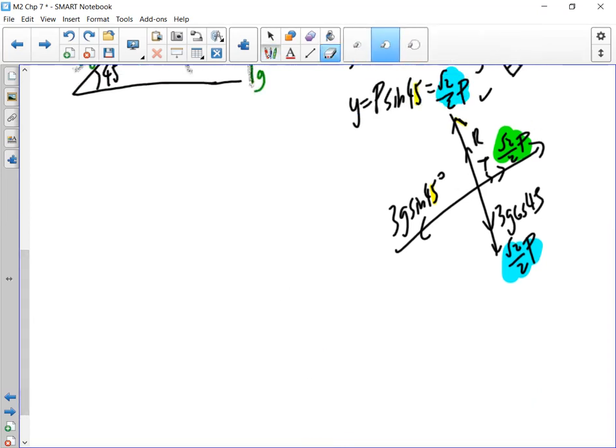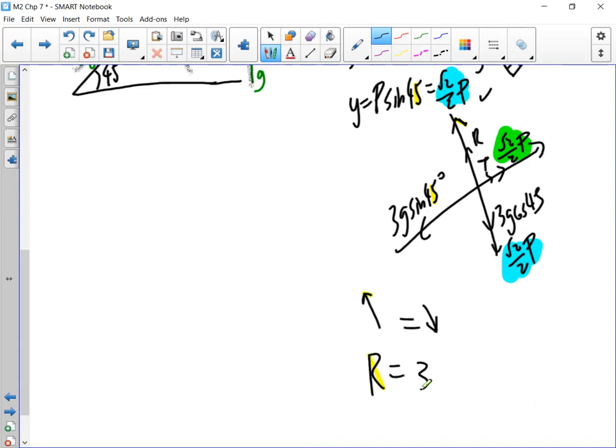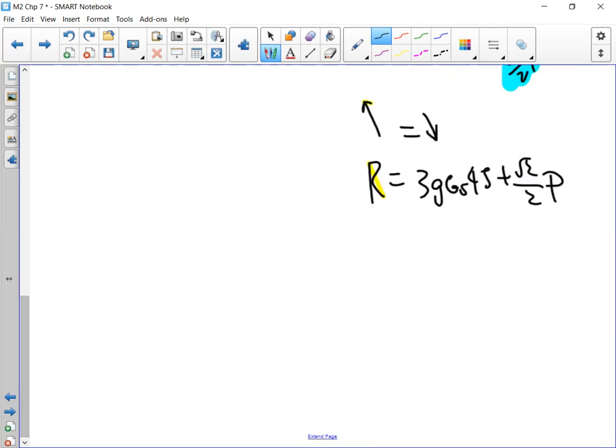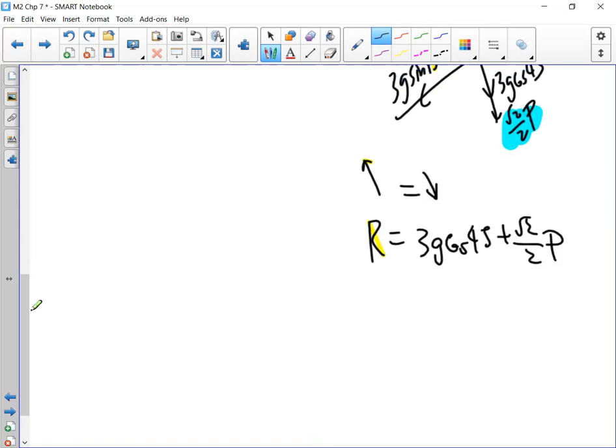We'll focus on the 1 kilogram later. So we'll just do up equals down. Up because the Y is that way. So we've got upwards equals downwards. So upwards we've got R equals 3G cos 45 plus root 2 over 2P. It looks like something we can't solve yet. So I'm going to do 3G, 3 times 9.8 cos 45 in the calculator. It gives me an ugly value, so maybe I'll just keep it as it is.